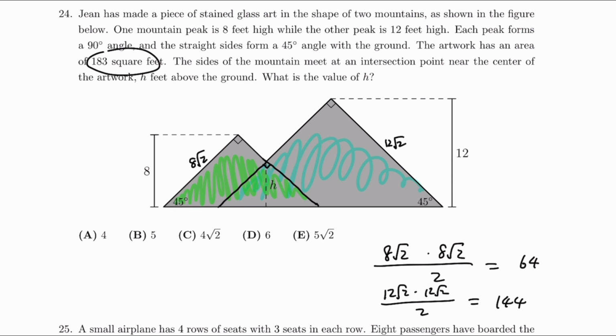So this middle part, let me use a new color instead. Let's say yellow. Let me actually try to carefully draw this time. And this area is going to be 64 plus 144 minus 183, which is 208 minus 183, so that's 25.